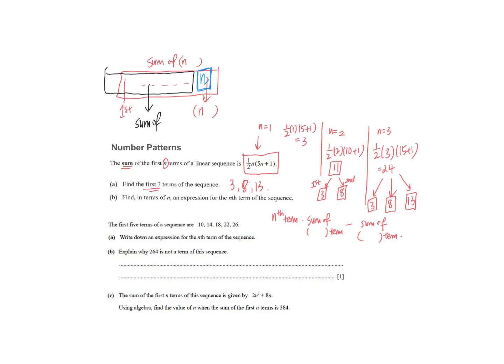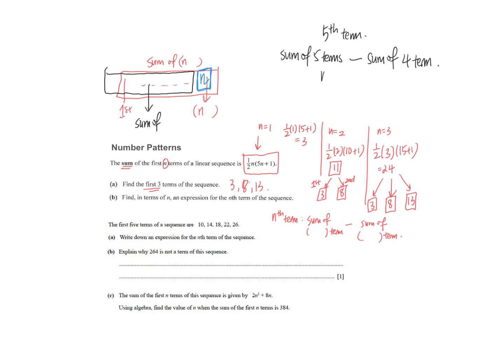If I want to find my 5th term, what do I do? I must first find the sum of the first 5 terms, right? Minus what? Sum of how many terms? 4 terms, so that I can locate my 5th term, right?